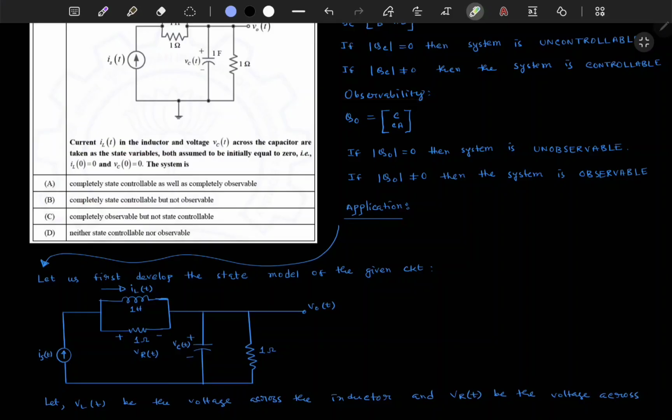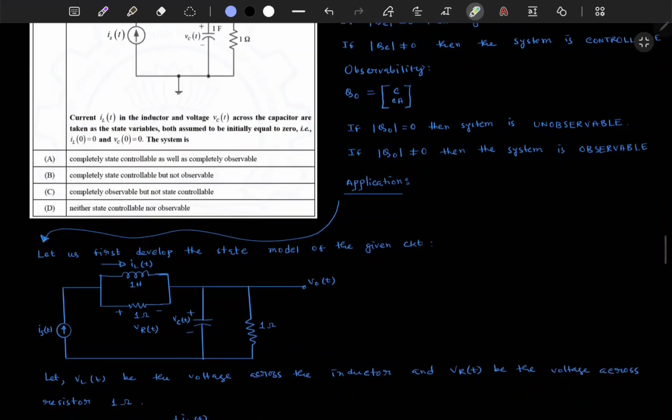Similarly, for observability, the matrix has C as the first row and CA as the second row. Now the determinant of this matrix, if it is 0, then the system is unobservable. If it is not equal to 0, then the system is observable.